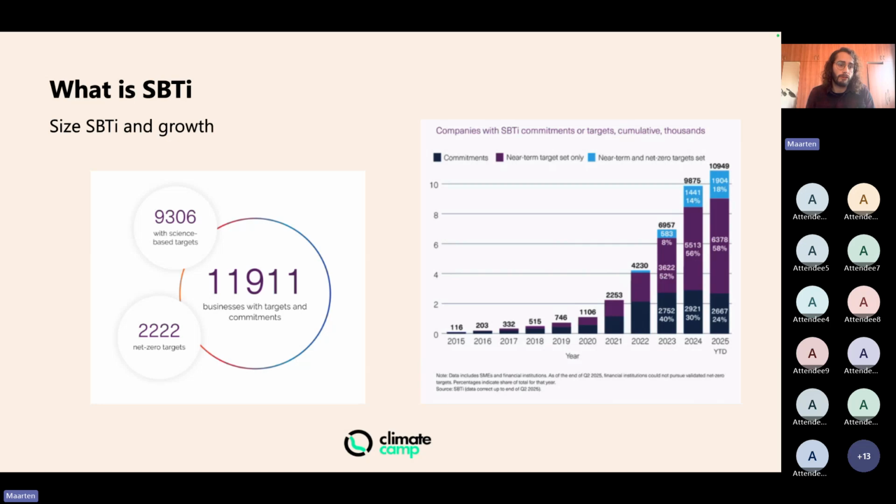So this number, it's over 12,000, I think, today, businesses that have targets and commitments, with the largest bulk being near-term targets. Now, as you can see on the right-hand side, this number has grown exponentially in the last couple of years. Between 2022 and 23, it was a 60% growth. Between 23 and 24, it was a 40% growth. For 2025, these numbers were only taken halfway in the year. It was also 15 to 20% growth already, and it is still increasing.